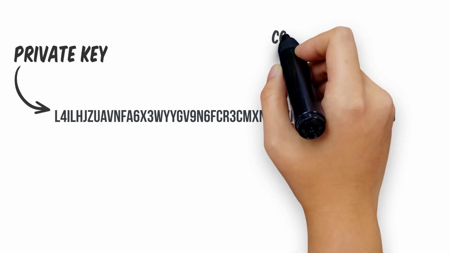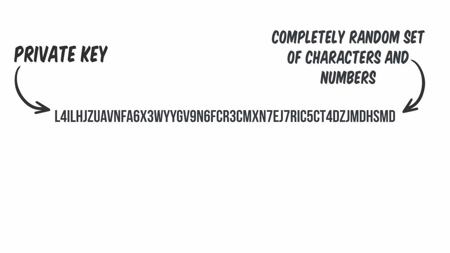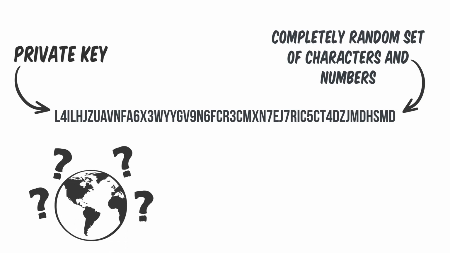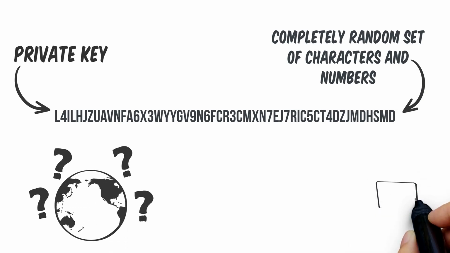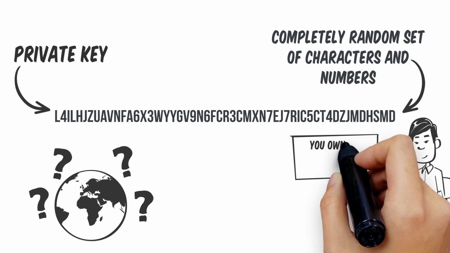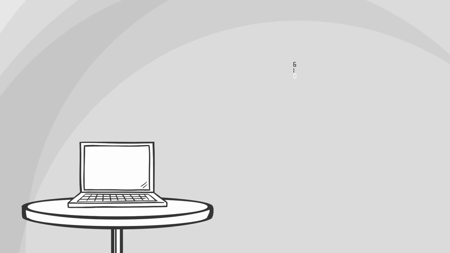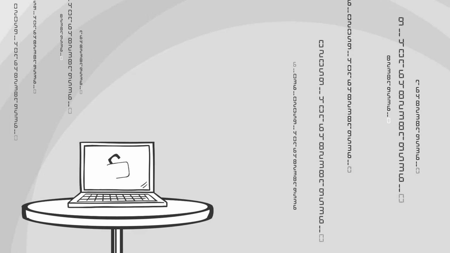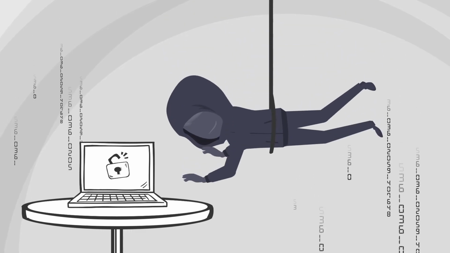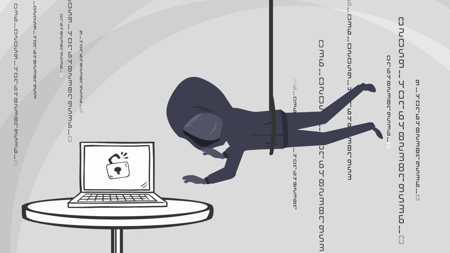The main thing to understand is that the Bitcoin private key is in fact a completely random set of characters and numbers. No one else on the planet knows the Bitcoin private key except you, because you created it randomly on your computer. If you created the Bitcoin private key and only you know it, then this means you own the Bitcoin private key. Note, in reality, security is a massive issue with the creation of Bitcoin private keys due to the risk of this data being stolen and spied on.